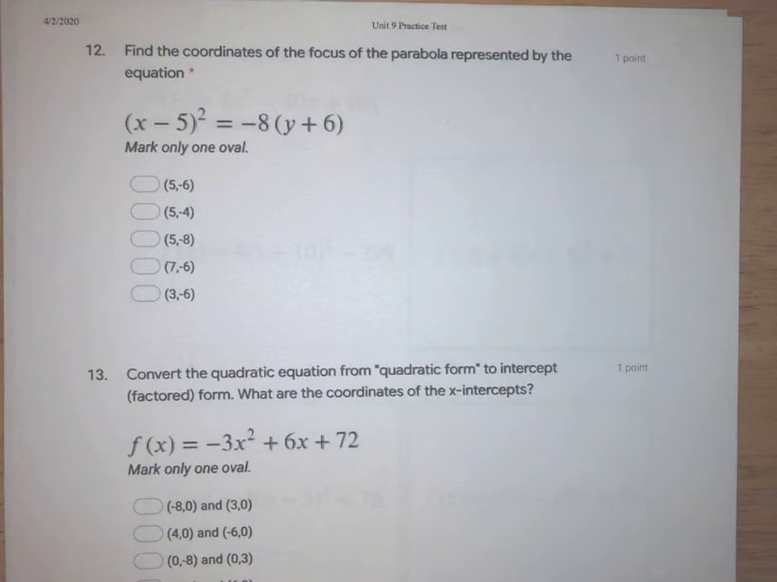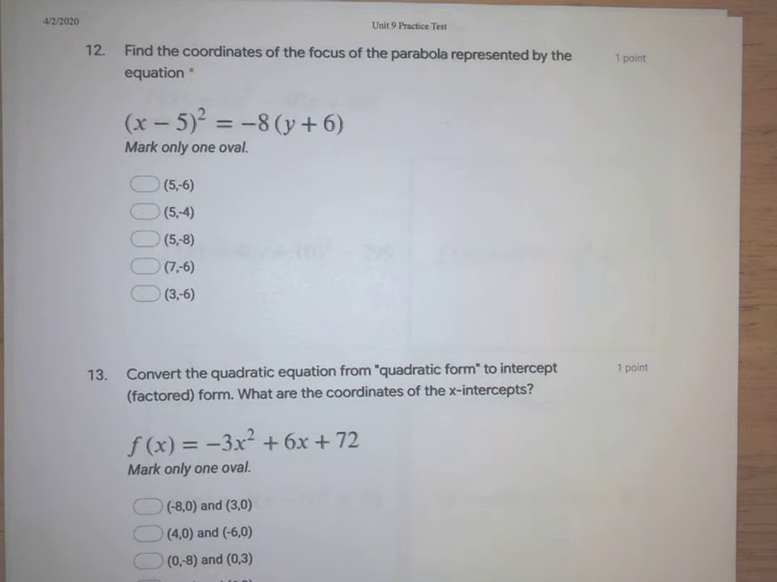Okay, we want to be able to find the coordinates of the focus of a parabola represented by an equation. In order to do that, we have to figure out what direction this thing is going, and we have to figure out how far away from the vertex the focus is. We also have to know where the vertex is. So, first thing I would do here is start to sketch a graph of the information that I have, and then we can find the focus from there.